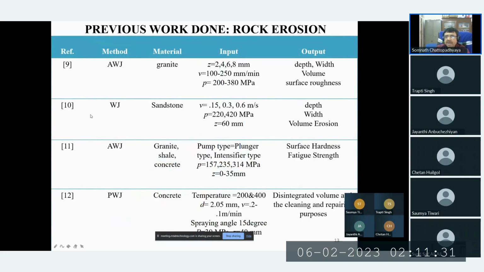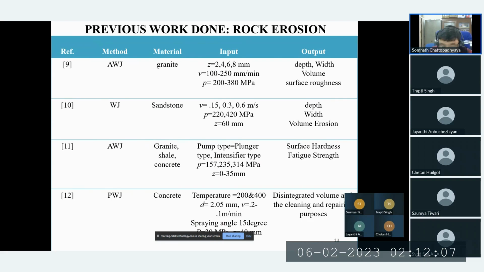the previous work done on rock erosion is abrasive water jet with granite, with these parameters. For instance, nozzle setups, depth, width, and volume, all those things are there. Then continuous water jet related to sandstone. Some people have done abrasive water jet on granite. Some people have done water jet on sandstone. Some people have done abrasive water jet on granite, shales, and, in another part, concrete. And these are the process parameters related to that, and surface hardness and fatigue strength they have calculated.